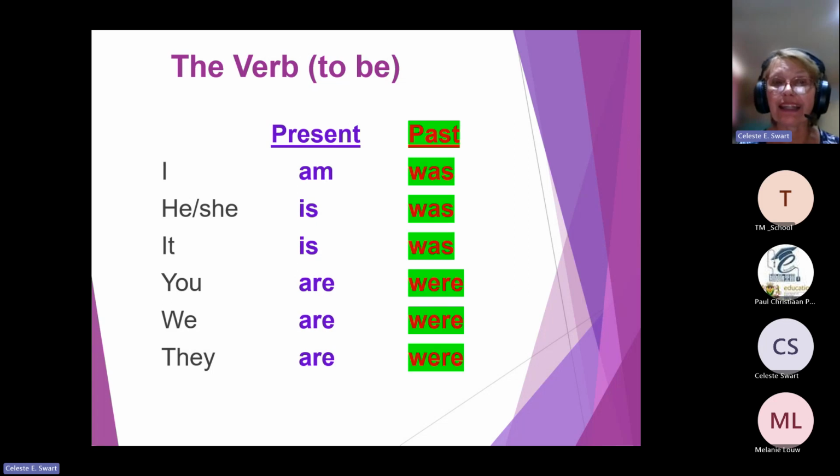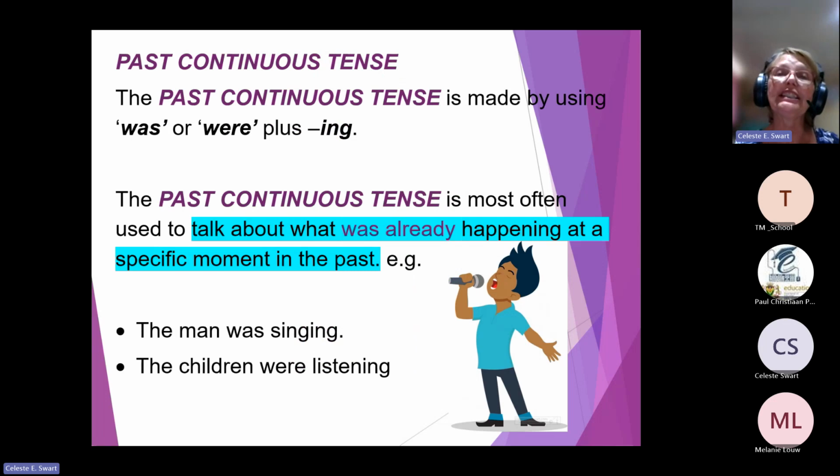And if you remember that, then it's going to be so much easier because it would be the man, he was. So you need to know your pronouns once again. Our pronouns keep on popping out of the woodwork and reminding us that we need them. The past continuous tense is made by using was or were plus ing, the ing at the end of the word.